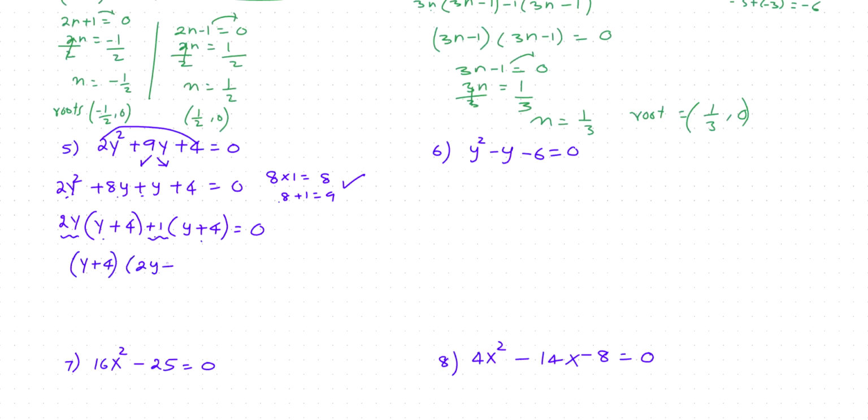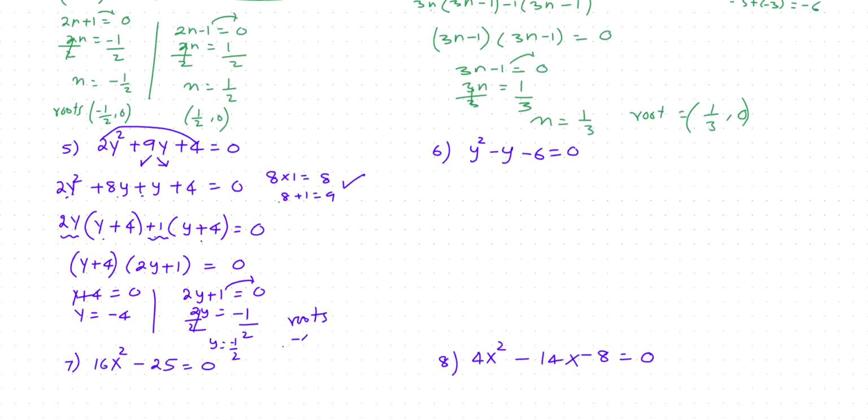equals to 0. Now for each factor we solve for y. So y plus 4 equals to 0, so y equals negative 4. And here 2y plus 1 equals to 0. So 2y equals positive 1 which becomes negative 1. Divide by 2, divide by 2. So y equals minus half. So what are the roots? The roots are negative 4, 0 and negative half, 0.